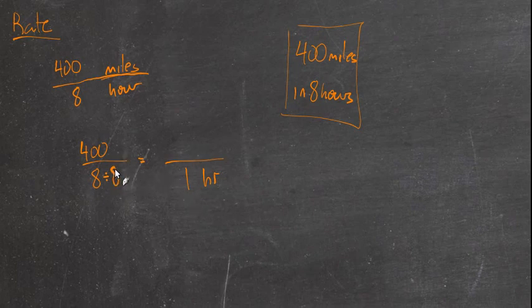So in a fraction, whatever you do to the denominator, you have to do to the numerator if you want it to stay the same. If you want it to stay equivalent to what it started as. So if we divide the denominator by 8, we need to divide the numerator by 8. So 400 divided by 8 is 50. So if you go 400 miles in 8 hours, you've gone 50 miles in 1 hour, at least on average.